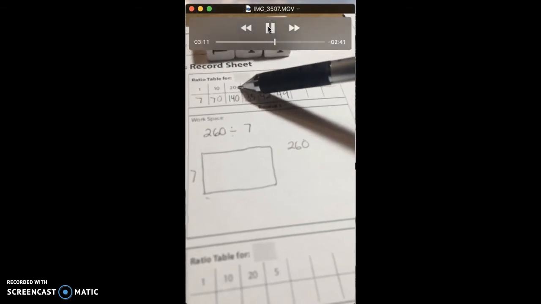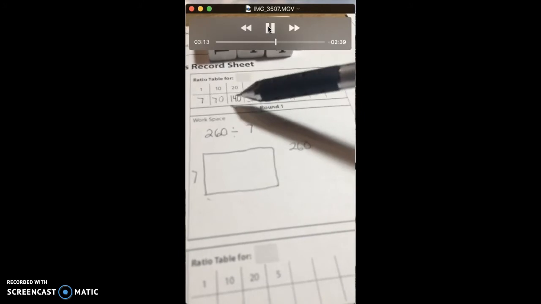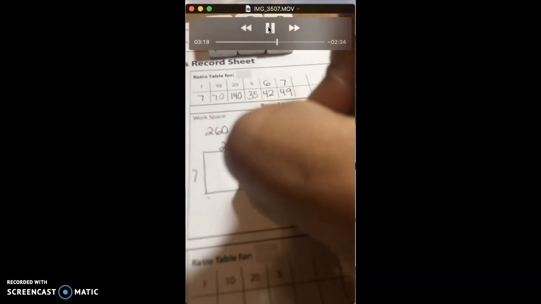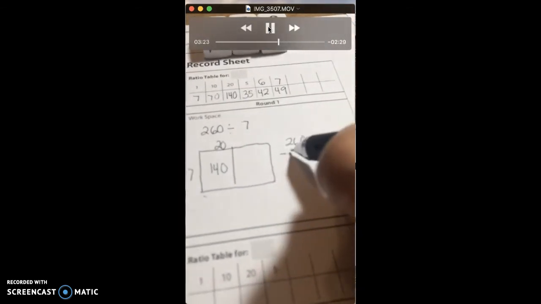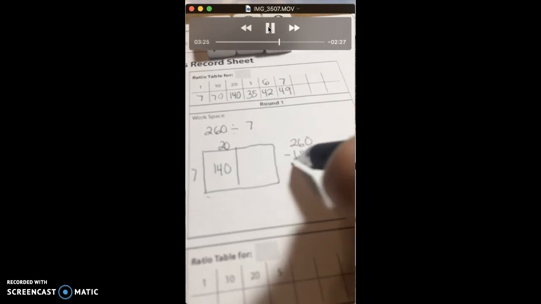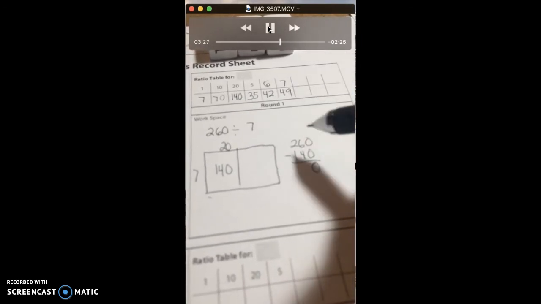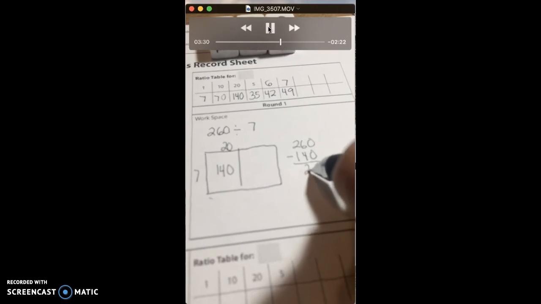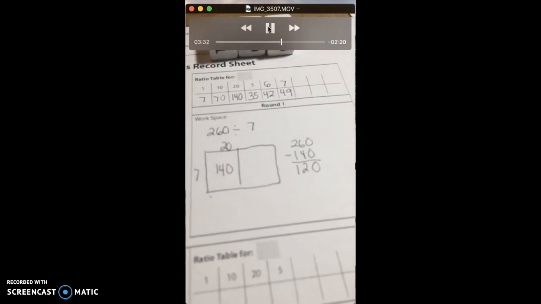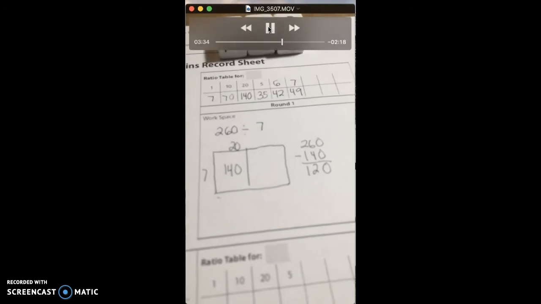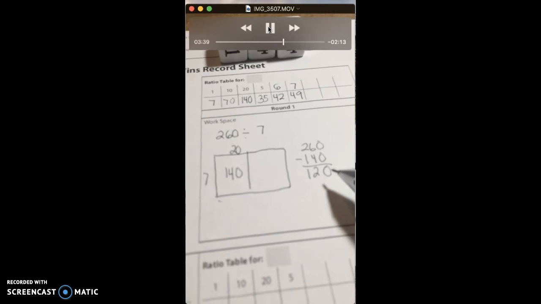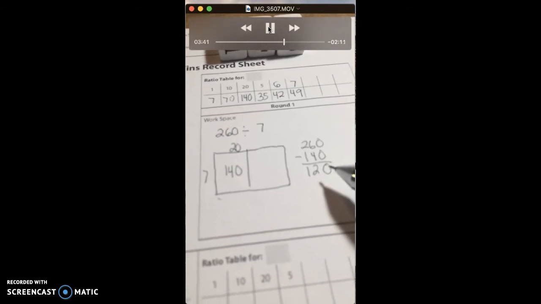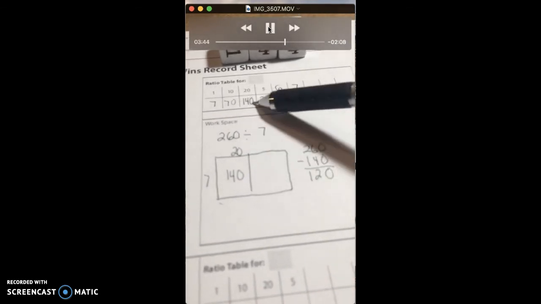260. I can see right here that 20 groups of 7 give me 140. I am going to use 20 groups of 7, and that will give me 140. I will subtract 140 from 260, and my difference is going to be 6 take away 4 is 2, 2 take away 1 is 1, so 120. Wow, very good. Now I have to think: how many groups of 7 fit into 120, evenly but not going over? I can't use 20 groups because that's too big.